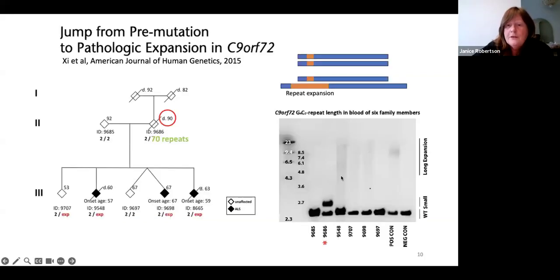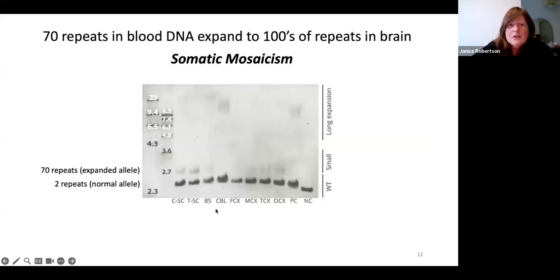Although the father had 70 repeats in his blood, when we looked at different regions of the brain, here's the normal allele, here's the 70 repeats, and you can see that it starts to disappear. That's because it's expanded in different regions of the brain, so it's got different lengths in different regions. This is called somatic mosaicism. So he had 70 repeats in his blood, but he had repeat expansions in his brain, but he did not have disease.